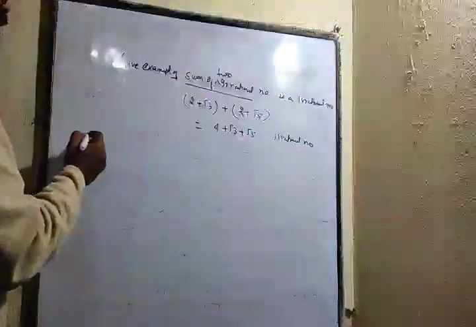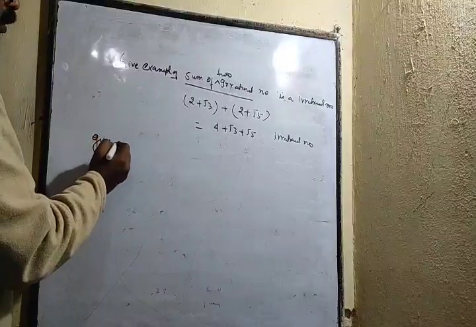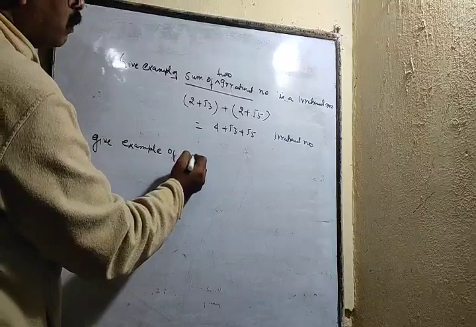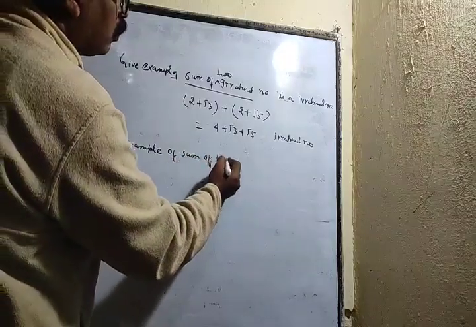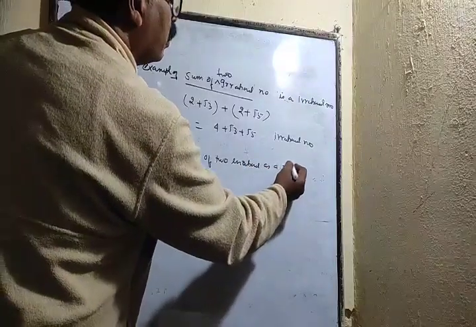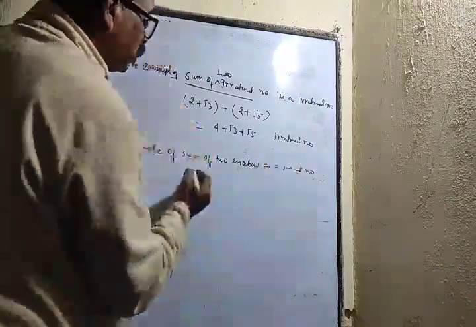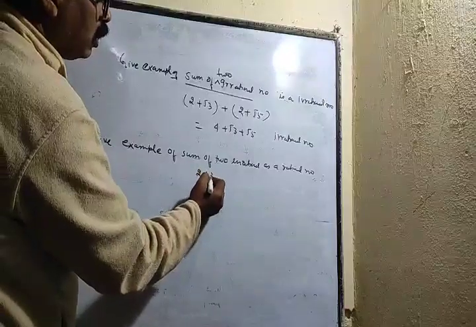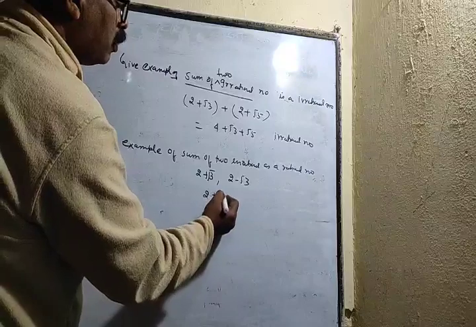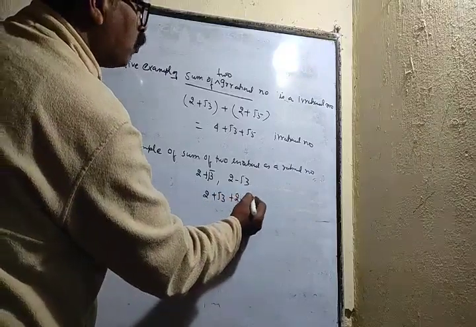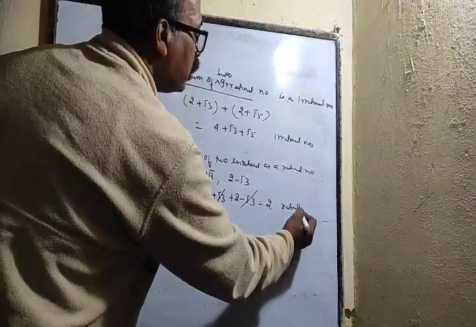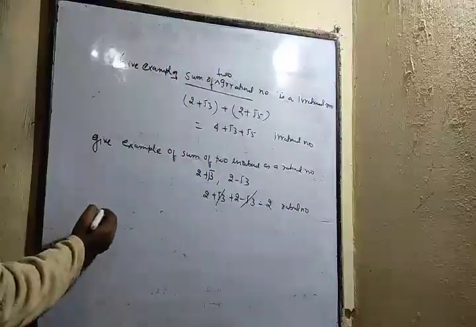Maybe the question is, give an example of the sum of two irrational numbers as a rational number. So consider the first one as 2 plus root 3 and the second one as 2 minus root 3. If you add both of them, 2 plus root 3 plus 2 minus root 3, the root 3 is cancelled, so you will get a rational number.